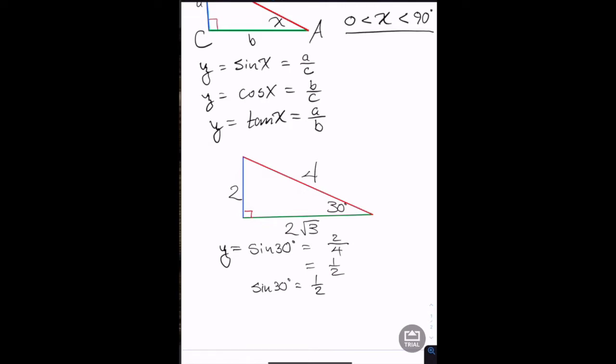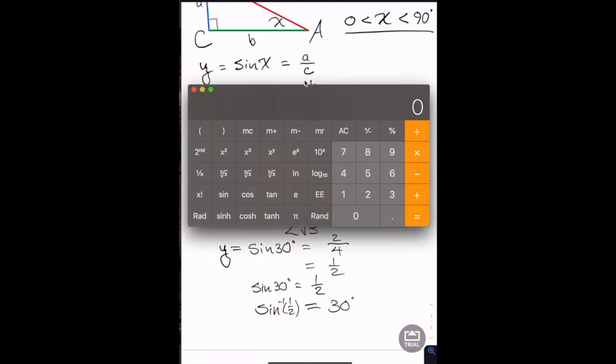That means if I wanted to find the inverse sine of 1/2, so I'm putting a ratio into the inverse function, I get an angle, and that's going to be 30 degrees. Let's go ahead and punch that into a calculator and show how that works.